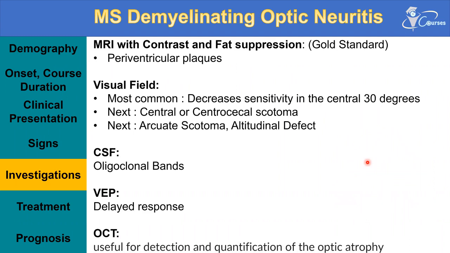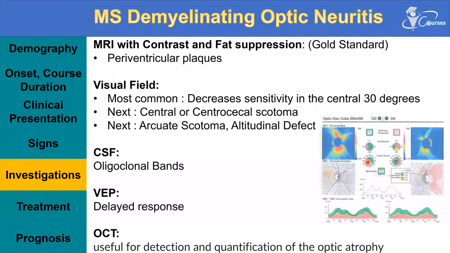Finally, the OCT scan can be useful for detection and quantification of the optic atrophy. So it is not used for diagnosis. It is just after you have made your diagnosis, and you want to follow up the patient for progressive loss of the retinal nerve fiber layer, then the OCT will be of great value here. It can show the thickness of the retinal nerve fiber layer, and it will show the loss of the retinal nerve fiber layer in the course of the disease.